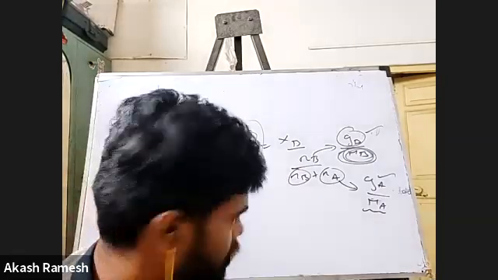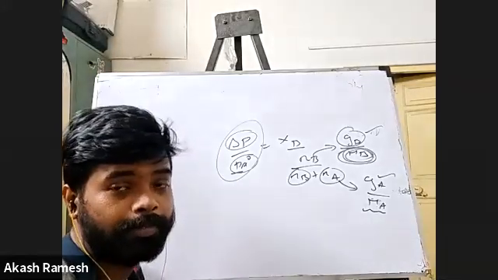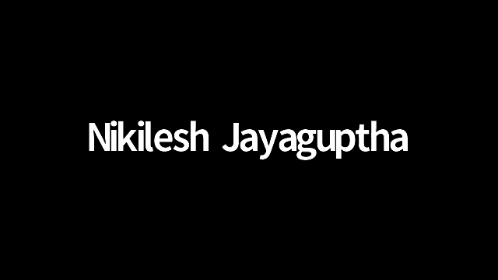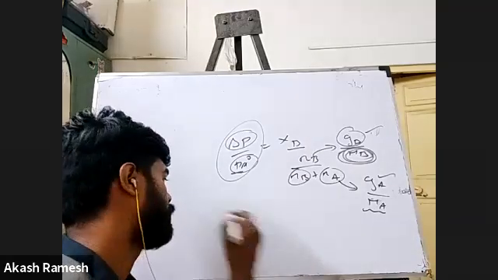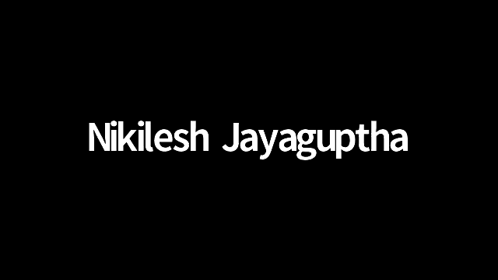Now there was an equation. Can you tell me what was the equation for elevation in boiling point? Delta T B is equal to K B into m, where m is the molality. Right. So this m is what?